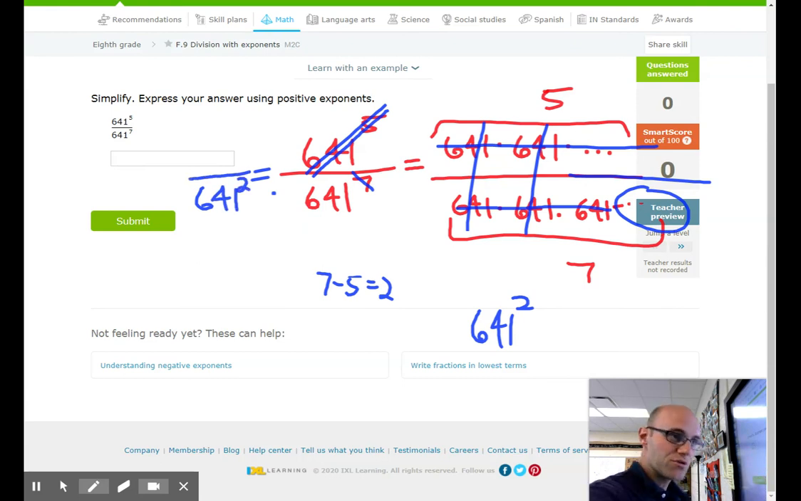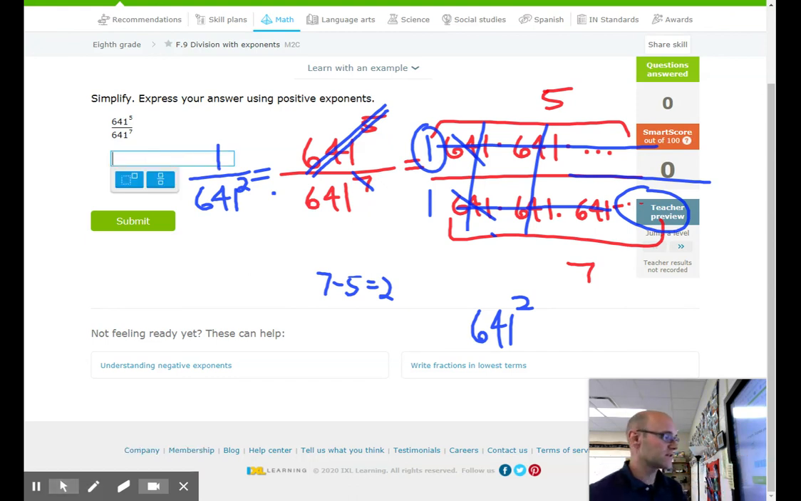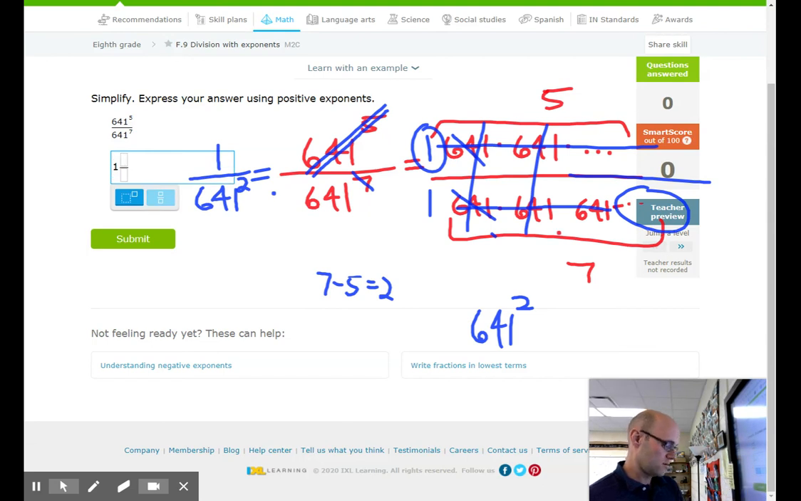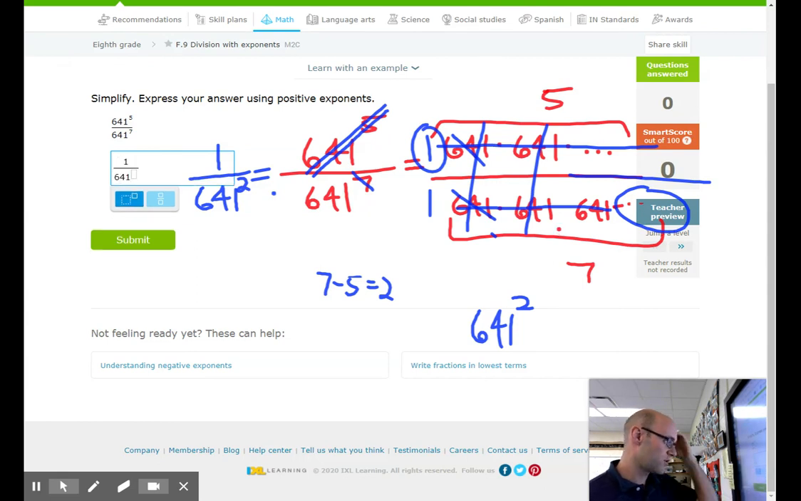And when you reduce things and you get a 1, well, that's important, because right now, when there's no more 641s on top of the fraction, we should say there's actually just a 1 up there. It's 1 over 641 to the 2nd power. Let's type it in and make sure we're comfortable with that process. Let's type the fraction first. 1, press the down arrow, 641, use the exponent button to the 2nd power.